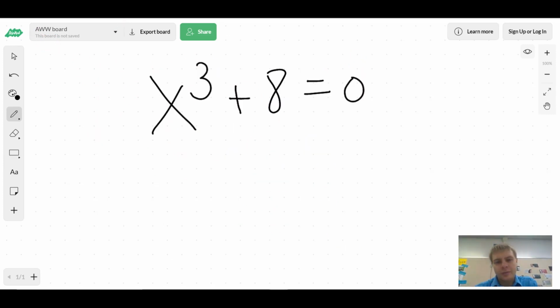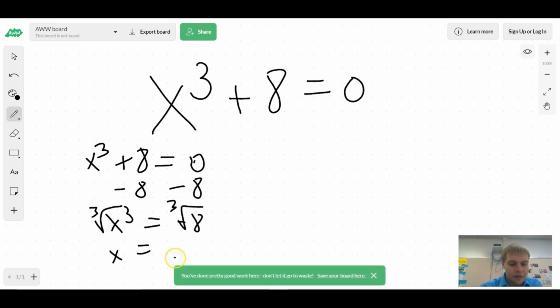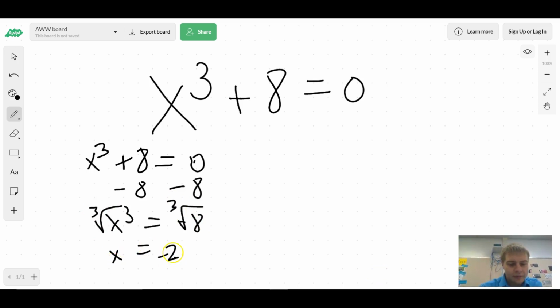For this next problem, we have x cubed plus 8 equals 0. When we're looking at this, the first thing we can try to do is just solve this like normal, since it has one variable. So maybe you go, I'm going to minus 8 on both sides. So I'm going to get x cubed equals negative 8. And then I'm going to take its cube root, and then I'm going to get x equals negative 2.